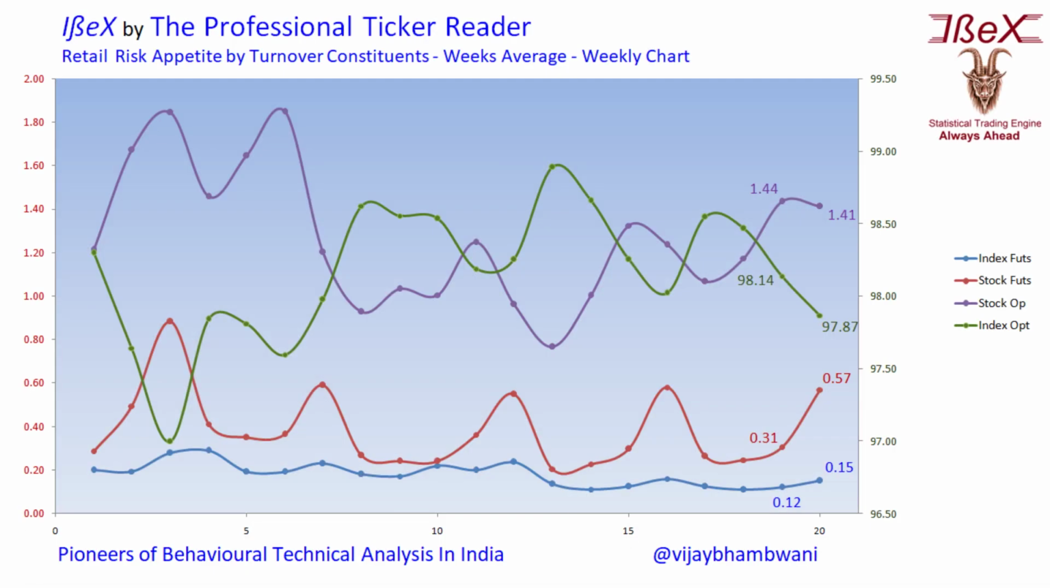Friends, I now come to the last bit of statistical data, wherein we map the retail risk appetite based on the turnover contributed by the 4 segments of the market. Index and stock futures, which represent a high risk, and index and stock options, which represent slightly lower risk. Now, the turnover contribution jumped in stock futures and followed by index futures.